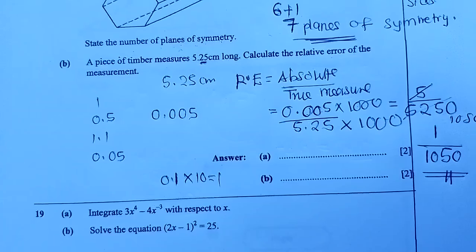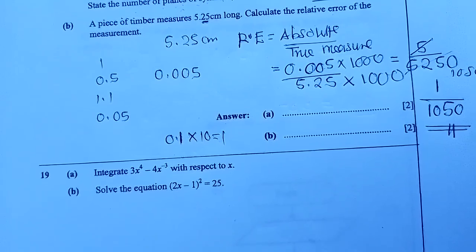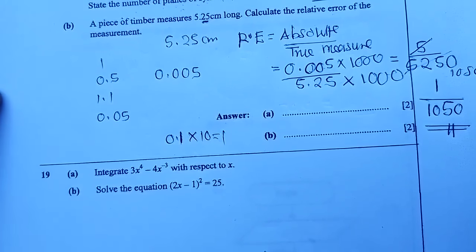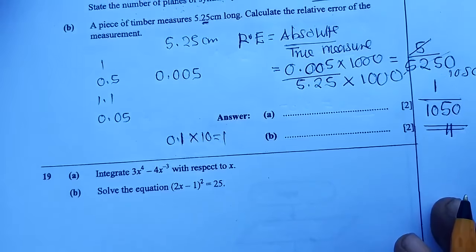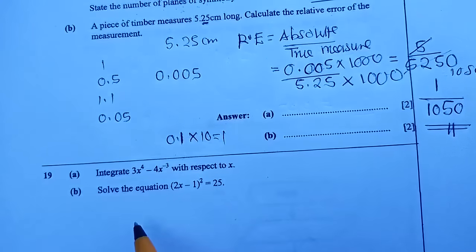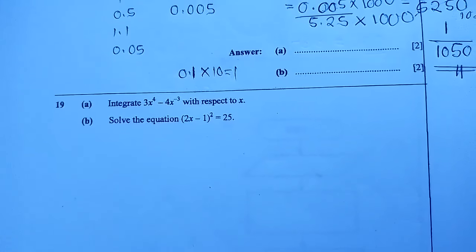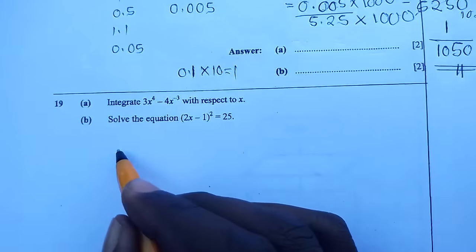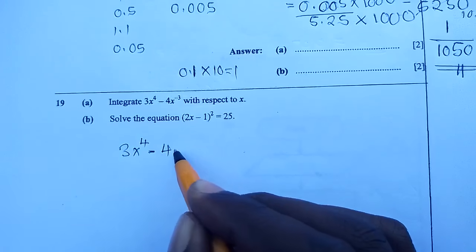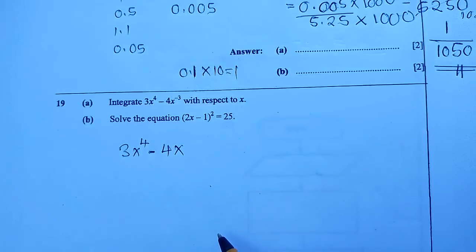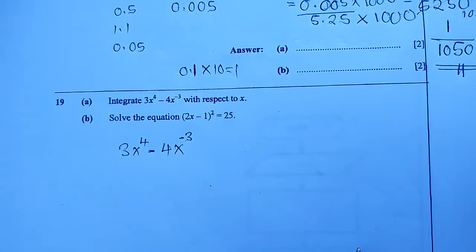We move to question 19. So question 19A is under calculus. It is saying integrate. What are you told to integrate? You are told to integrate 3x power 4 minus 4x, like this, and negative 3 there. There's a negative 3. So how do we integrate?